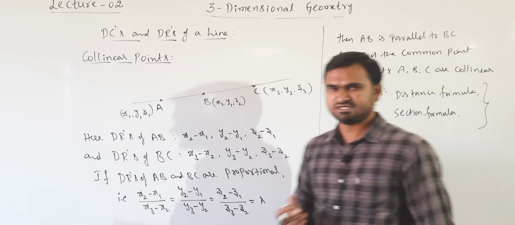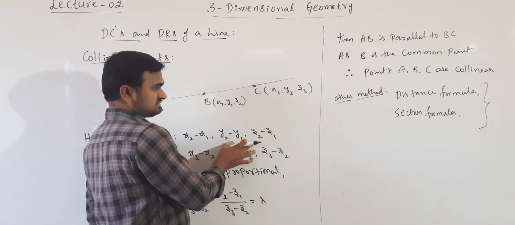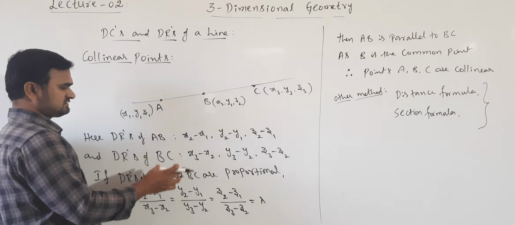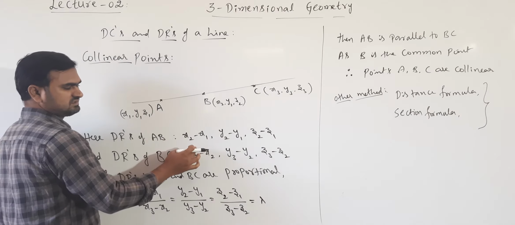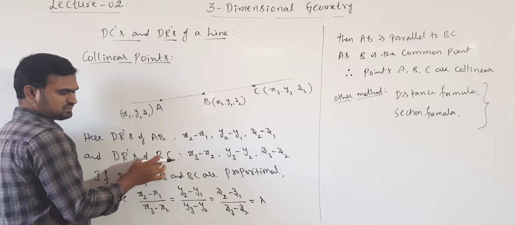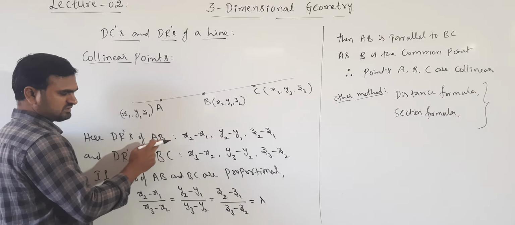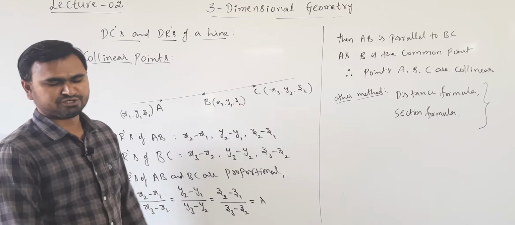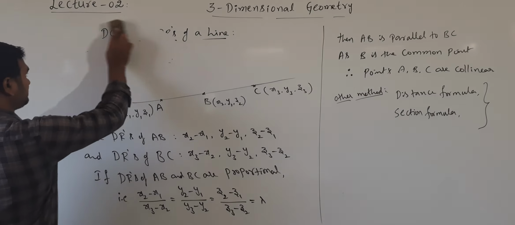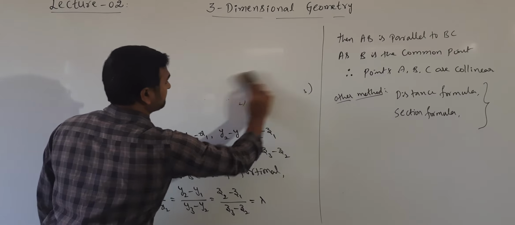These things we already studied in lower classes. Now here, using DRs, we study how we can prove that points are collinear. Find the DRs of AB and BC. If their DRs are proportional, we can say that these two are parallel. In fact, here the point B is common. So B is common means AB and BC, the points will be collinear. Understand? So numericals will be given based on this: prove that points are collinear.